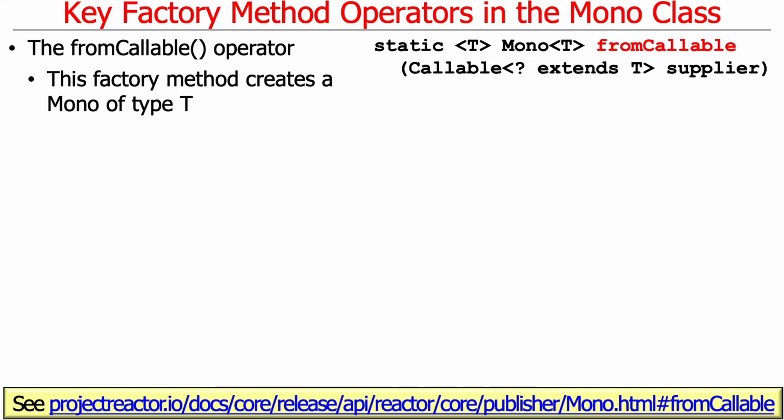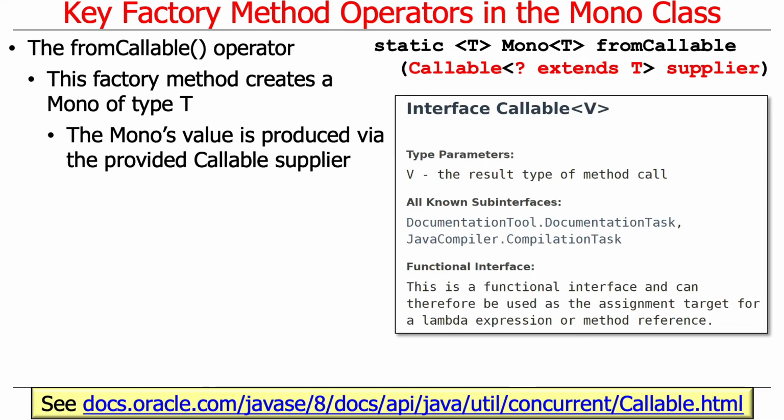There's another operator that is similar in terms of creating stuff. It's a factory method, but it has slightly different semantics, and it's kind of fun to compare and contrast those two operators. So the fromCallable operator is also a factory method that creates a Mono of type T, and the Mono's value is produced using the provided callable supplier. That's why the name of this factory method is fromCallable, because you give it a callable supplier and it goes ahead and calls it.